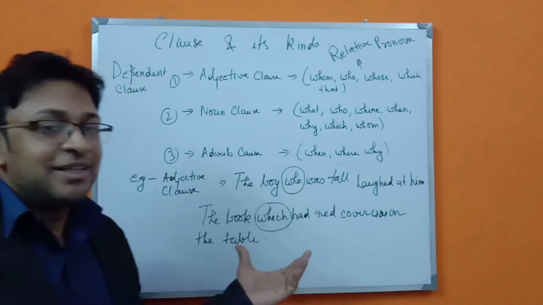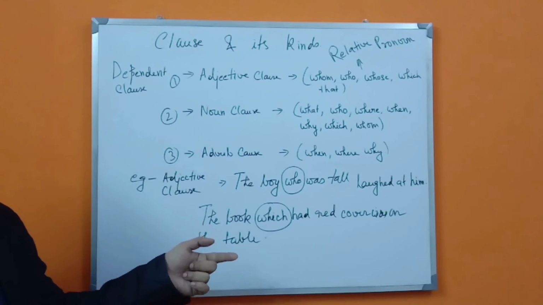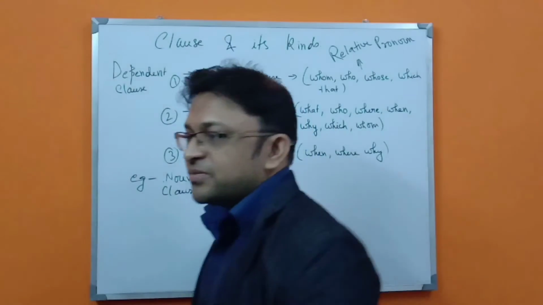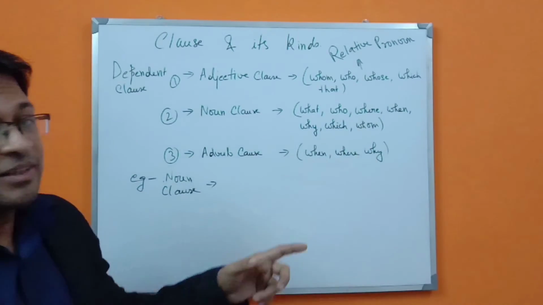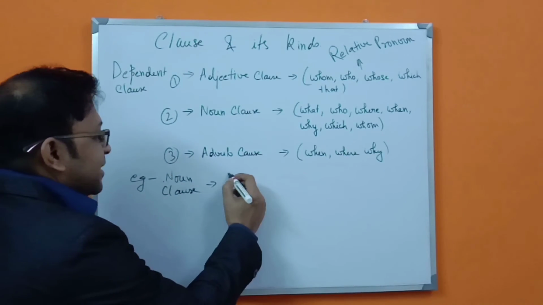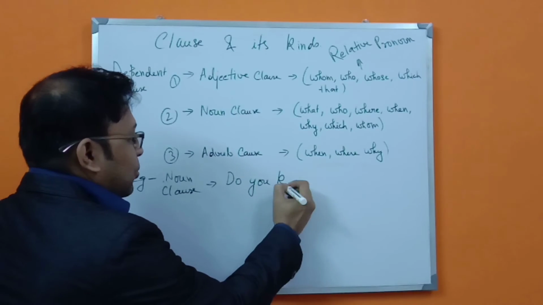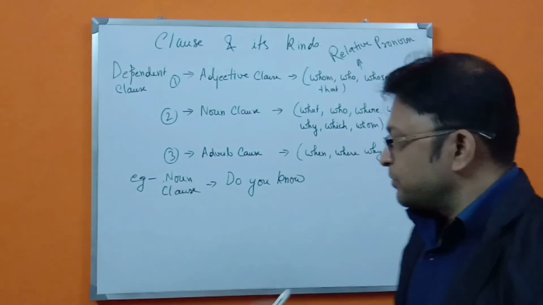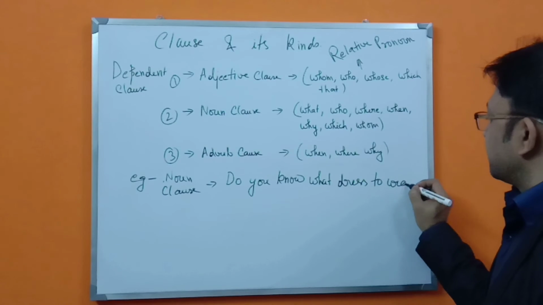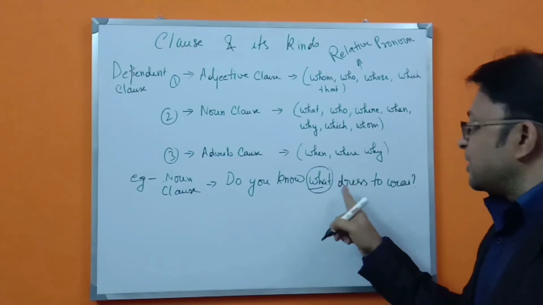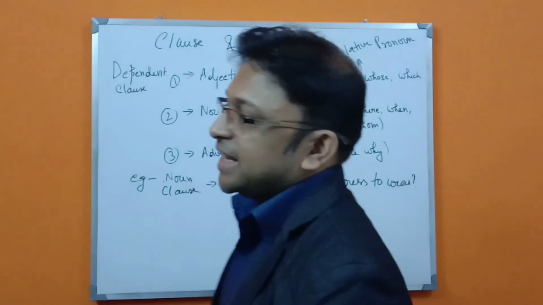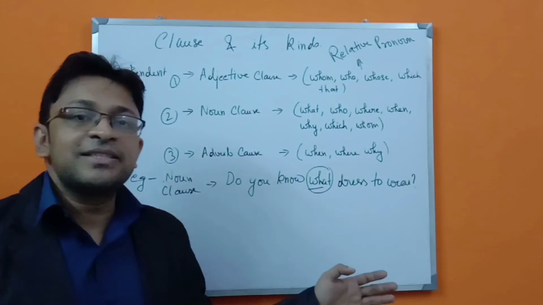These examples show you how the adjective clause is used in a sentence. Now we are going to give you an example of a noun clause. I am going to use these things, and after that I am going to make the sentence correct and meaningful. So if I write: do you know what dress to wear? Here, what dress to wear is used, and the "what" gives it meaning. Therefore, now the sentence has a complete sense.